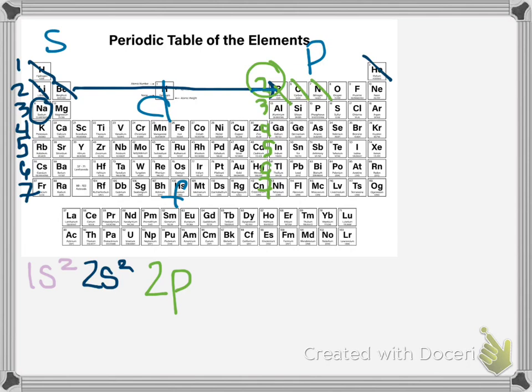I'm going to cross out all the elements I have to pass by in order to get to my sodium. So 1, 2, 3, 4, 5, 6. So it's going to be 2p6. All right? Now, I'm almost to where I want to be with my sodium.